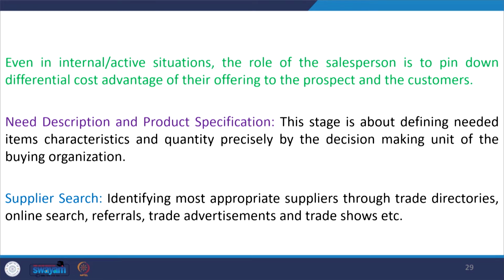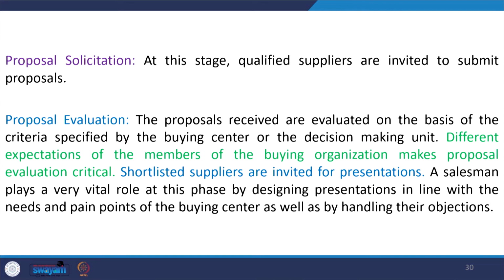You might go for online search, you might go with referrals, trade advertisements in which you might invite people, and you might also check if there is a particular seller at a trade show who can fulfill your requirement. Once that is done, as I said, you will ask them to submit proposals. If we say it technically, this stage is about proposal solicitation.